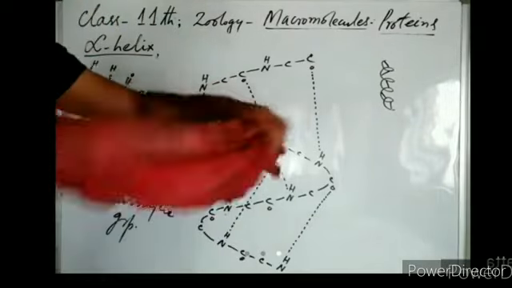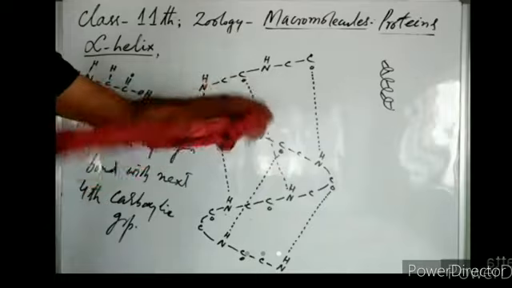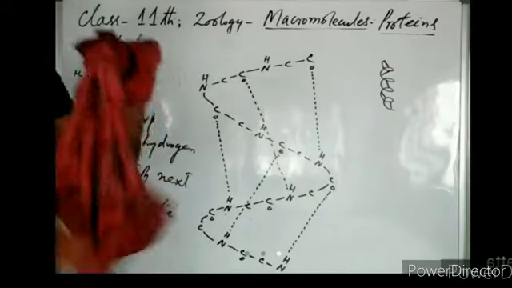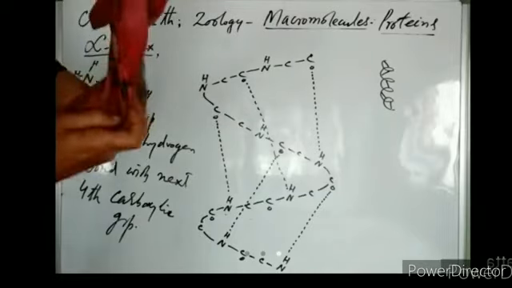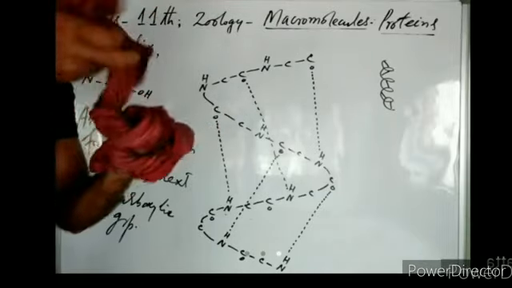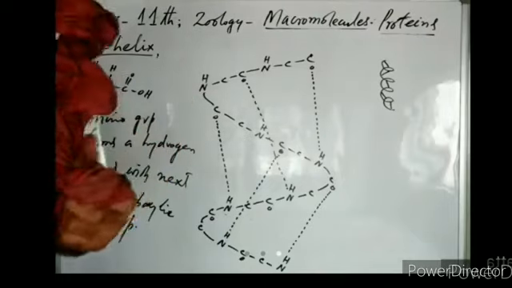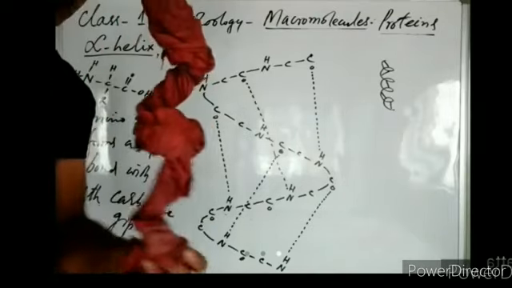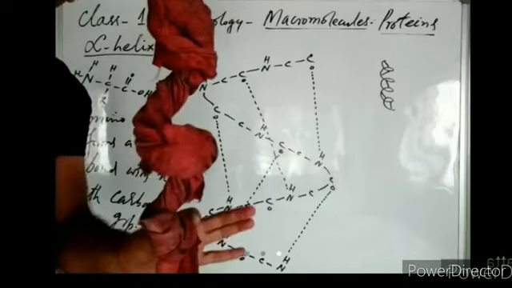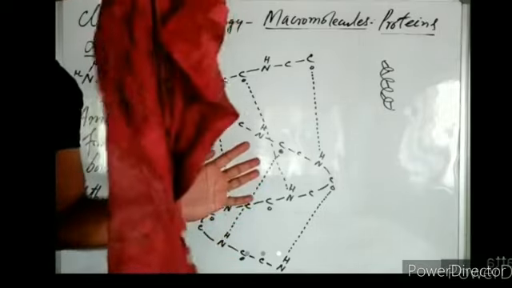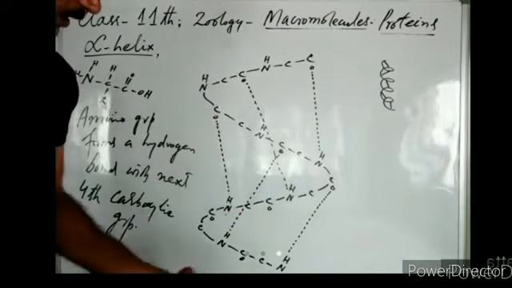I will change this into a helical form. I will make a helix of this, right? This is the helix I am making of it. I made this piece of cloth into a helix, right? It assumes the helical shape. But if I leave it, it will uncoil. So it will lose its helical form.